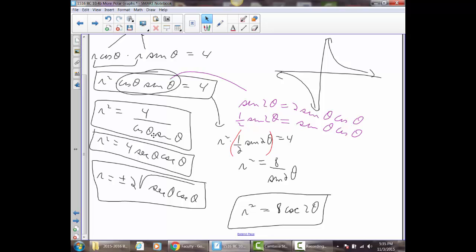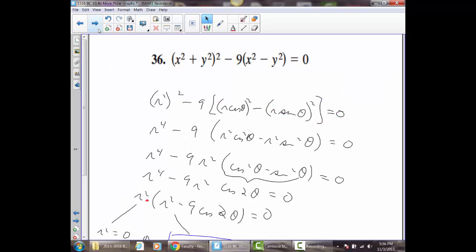Or I could just divide by cosine theta, sine theta, and leave that. Of course 1 over cosine is secant, 1 over sine is cosecant. So you could leave it like that. Or you could get rid of the square with the plus or minus. There's many options.